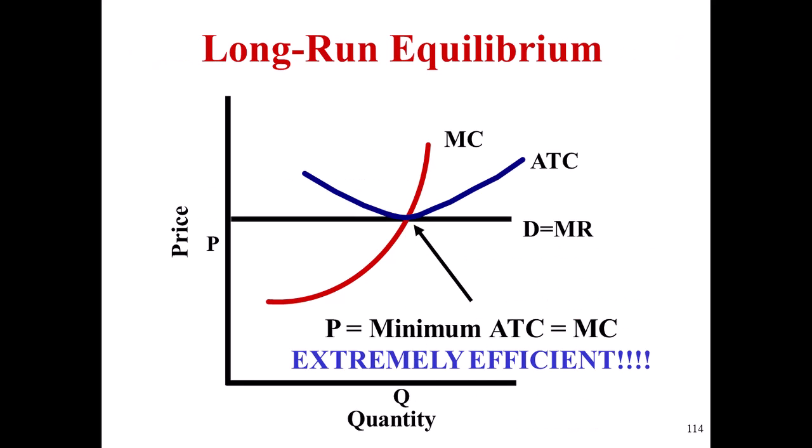Okay, so remember, in the long run, they're productively efficient and allocatively efficient. In the short run, they're only allocatively efficient. Okay, so hopefully that helped you.